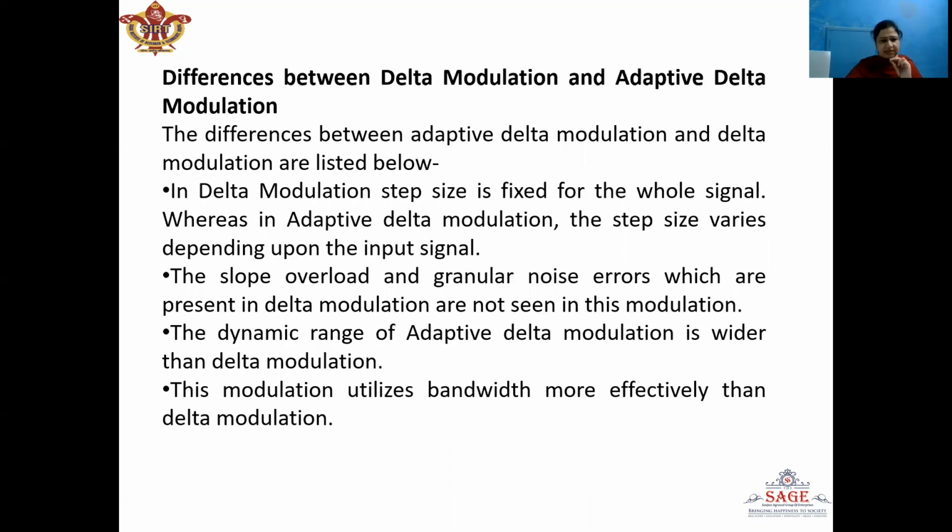Now, first, we will discuss the differences between delta modulation and adaptive delta modulation. First thing, which is very important, is that in delta modulation, step size is fixed for the whole signal, whereas in adaptive delta modulation, the step size varies depending upon the input signal. The slope overload and granular noise errors which are present in delta modulation system are not seen in adaptive delta modulator. Third, the dynamic range of adaptive delta modulation is wider than delta modulation. And in the last, adaptive delta modulation utilizes bandwidth more effectively than delta modulation.